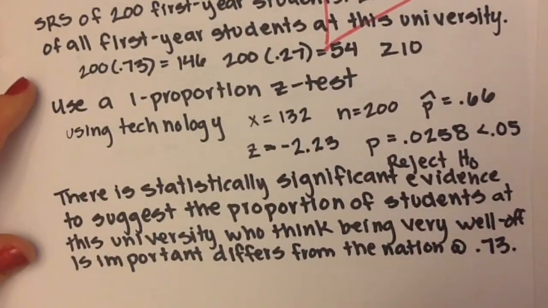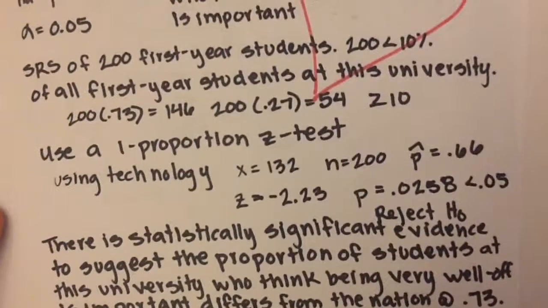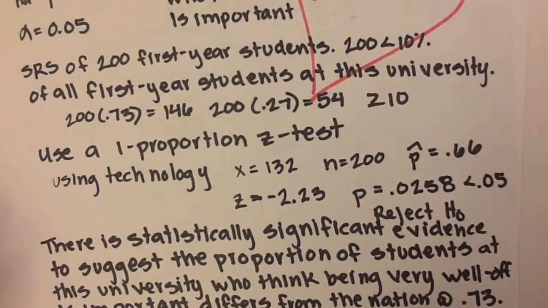And then I go to my conclusion. There is statistically significant evidence to suggest the proportion of students at this university who think being very well off is important differs from the national average of 0.73. So either way you can show your work, just make sure you're giving enough information that the reader can follow what's been done.